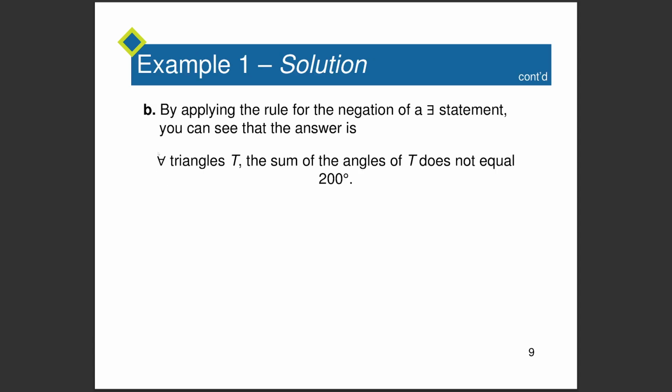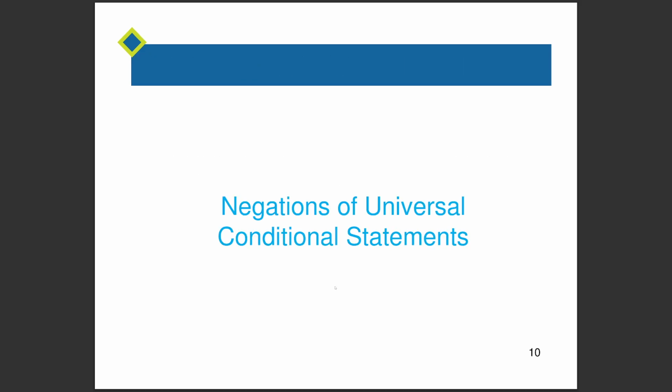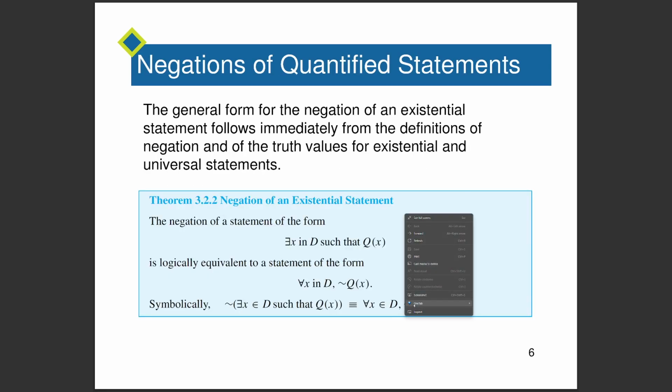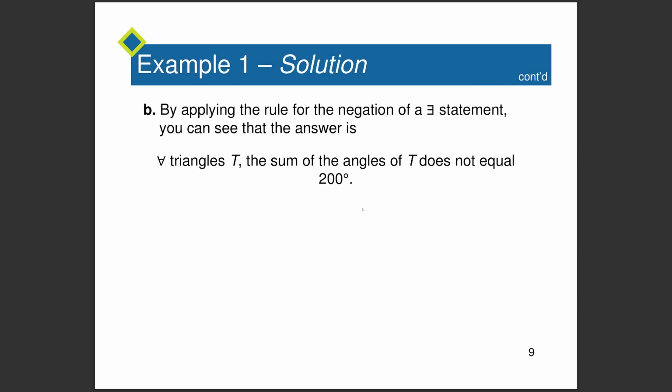So if you had to negate that, we said for all triangles T, comma, and we have to put the comma, right? Because remember we said here, look, we have a comma here. So the way that we write it here is very important. The sum of the angles, so we keep the words that we had in the original statement the same. The sum of the angles of T does not equal 200, does not equal, because remember, we have to negate that part as well, because we have negation of Q here as well, right? So that is very important.